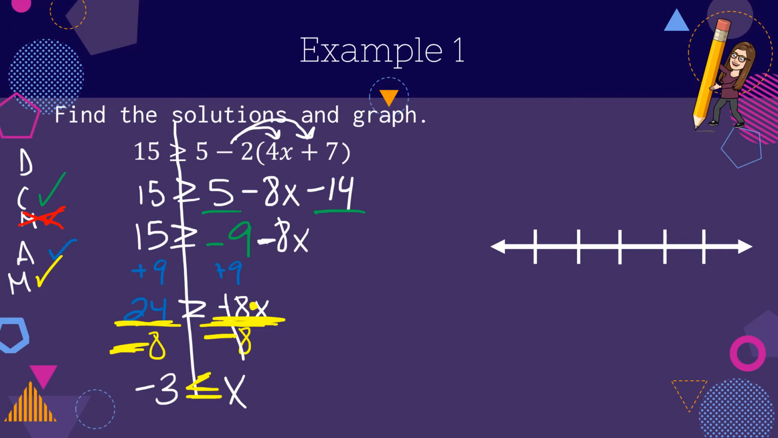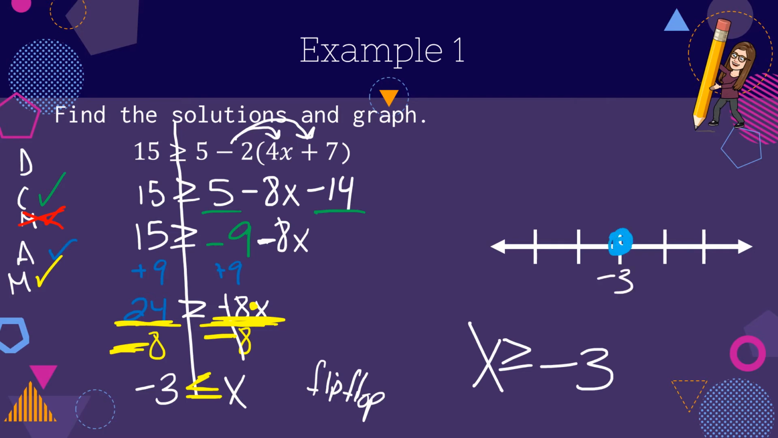All right, our next step says, do I need to flip-flop? And I do. I need to flip-flop because I need to write my letter first, then my number, and flip the sign. See how it's the same? It's just a reflection of it, really. Let's graph. At -3 on the number line, I'm going to have a closed dot. And I'm greater than, so I'm going to go to the right.